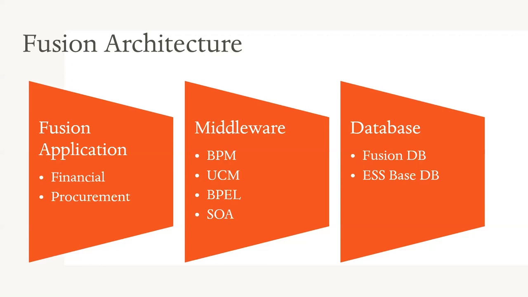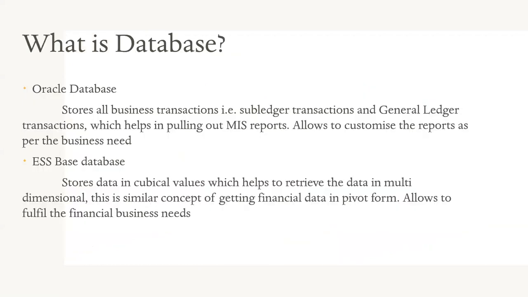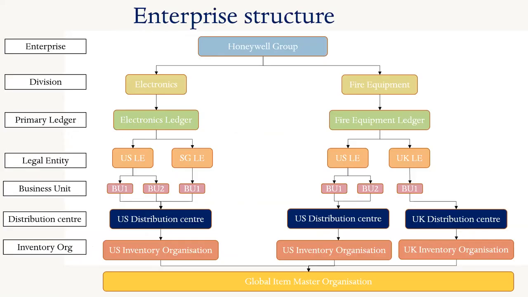This we have seen. One is the Fusion DB. Fusion DB basically stores all the transactions coming from both the subledger and the general ledger. Whereas in Essbase, if you see, it is only accounting data. No other subledger data should be taken to the Essbase database. So I have just given the difference.